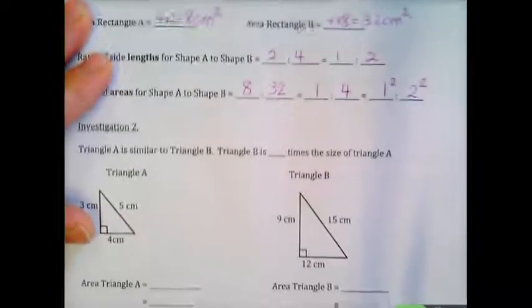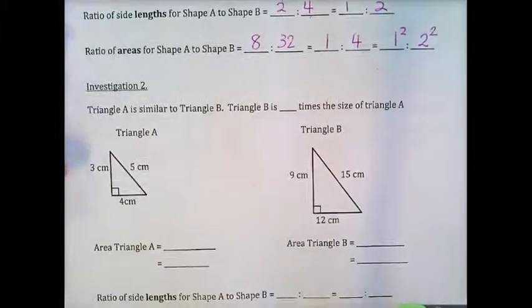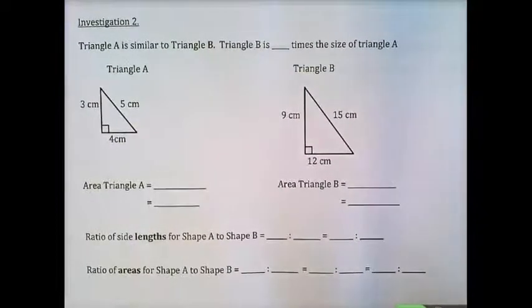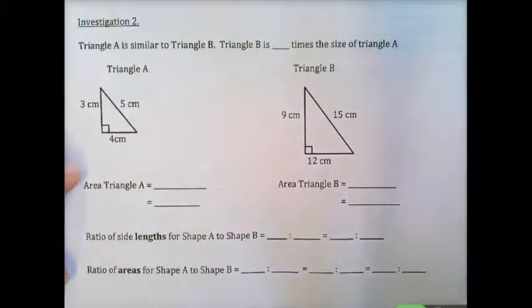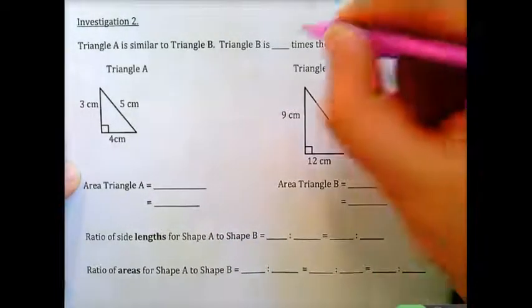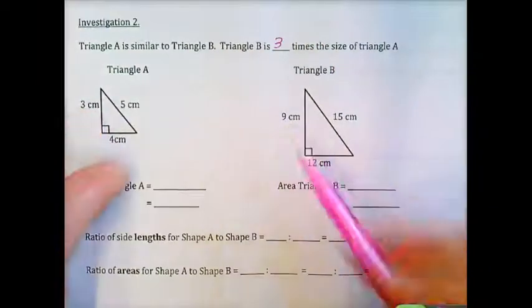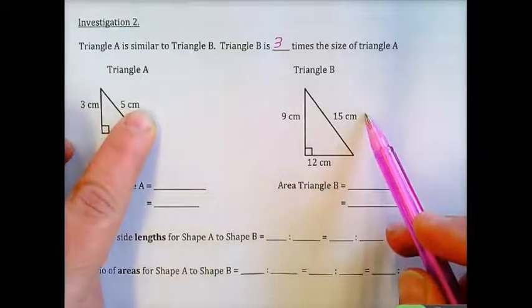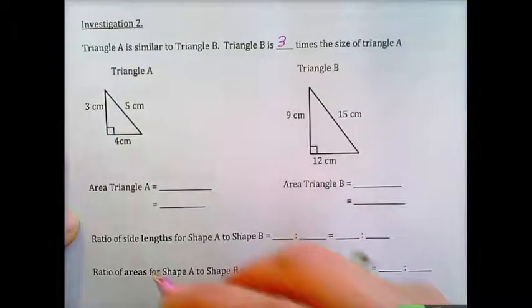Now, doing the same here, and we've chosen right angle triangles for a reason, because you can find their area easily. So let's have a look. Triangle A is similar to triangle B. We saw these triangles before. Triangle B is how many times the size? 3, because look, 3 becomes 9, 4 becomes 12, 5 becomes 15, so triangle B is 3 times larger.